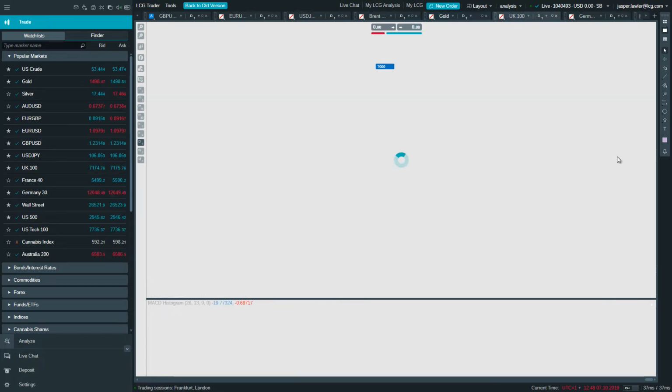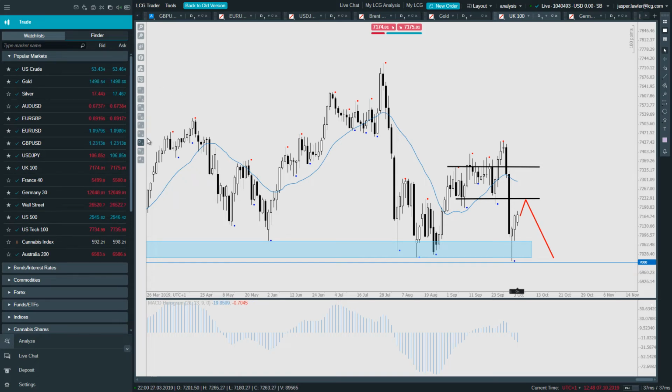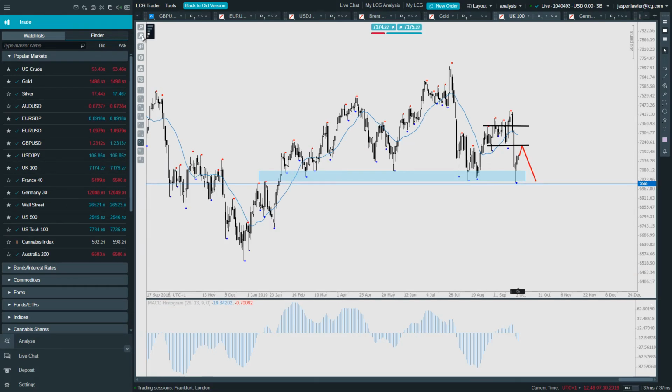Let's have a look at the indices. We'll go to the FTSE 100. Can't see so much from here, but if we zoom out a bit, 7,000 has been major support. This recent rally hasn't got us anywhere near the previous peak. We've not made a higher high.